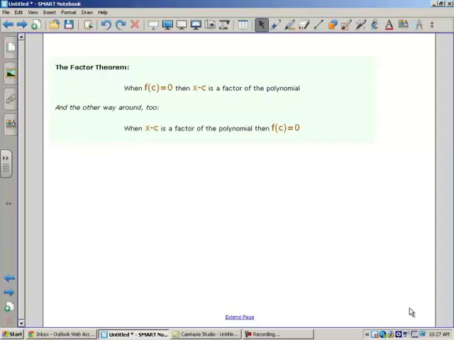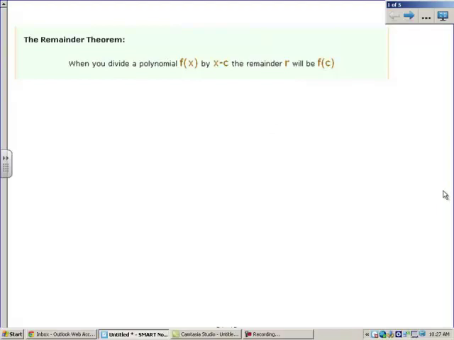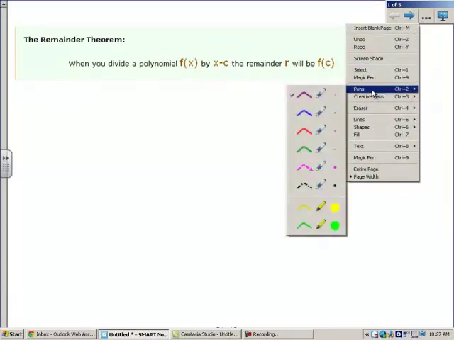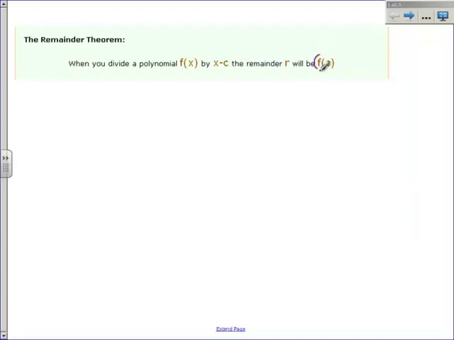So the first one is, let me go ahead and get back to the first page here. We'll look at the remainder theorem first. The remainder theorem says if you divide a polynomial by x minus c, then the remainder is f of c. So what does that mean, the remainder is f of c? What is f of c? F of c is fancy notation for the y coordinate at c.